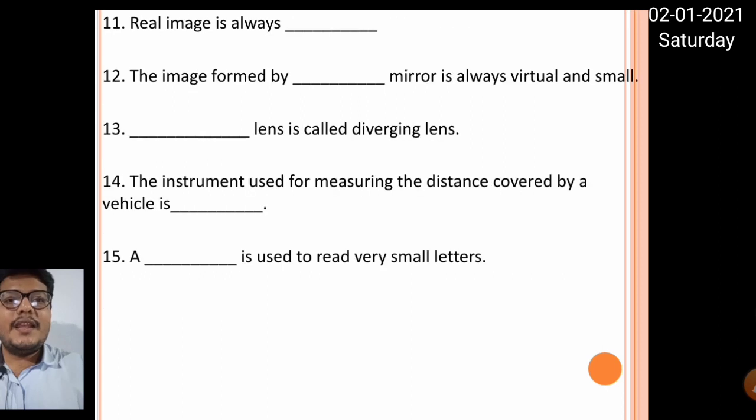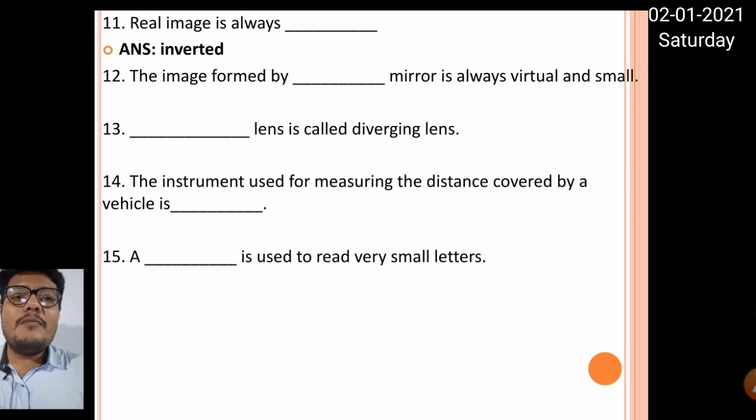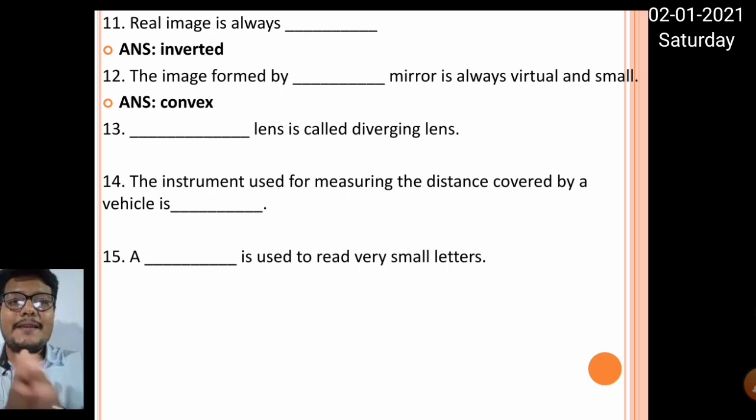Let's see next, number 11. Real image is always inverted. Number 12, the image formed by blank mirror is always virtual and small. There is a mirror, so that is a convex mirror, not concave but convex mirror. Blank lens is called diverging lens. Which lens is called diverging lens? Diverging means it diverges the light. So here it is the concave lens.